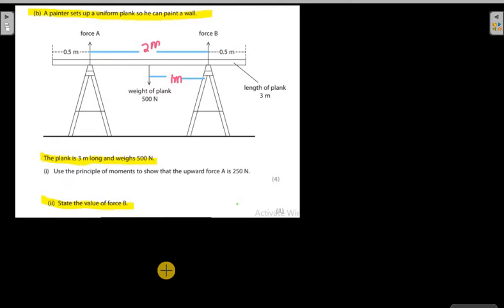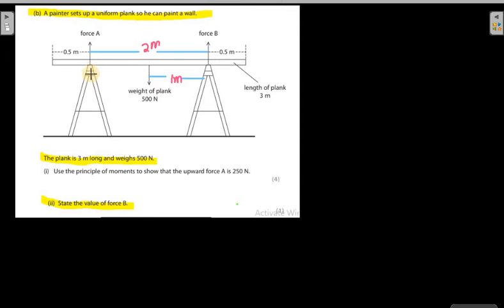In this video, we are going to discuss a problem of moment of force. The problem is seen on your screen. In this problem, a painter set up a uniform plank so he can paint a wall. The plank is placed horizontally on these two walls.